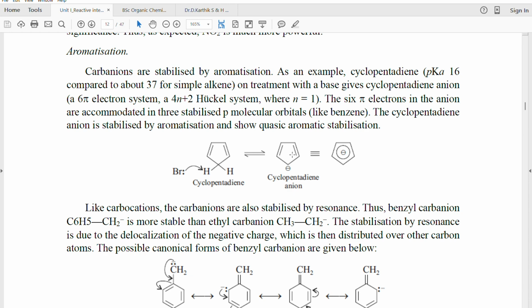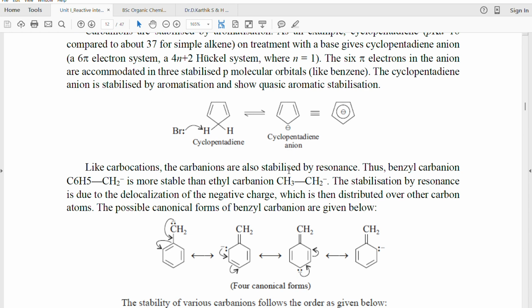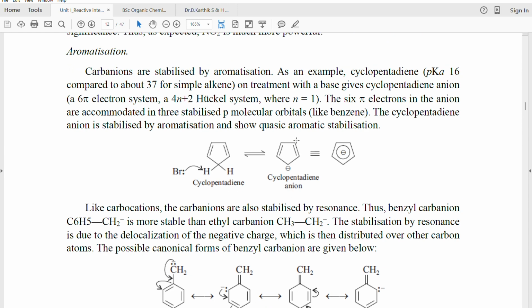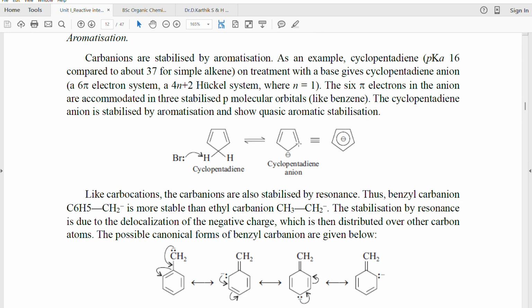So when aromaticity is formed by removing one proton or any other group, that compound will be more stable. Here the formation of the carbanion makes the compound aromatic, so that compound is more stable, and this carbanion will be the most stabilized. Okay, so this is the stabilization by aromatization.